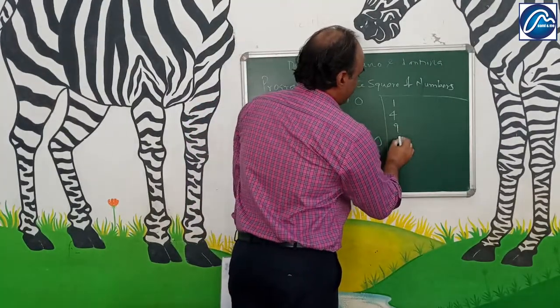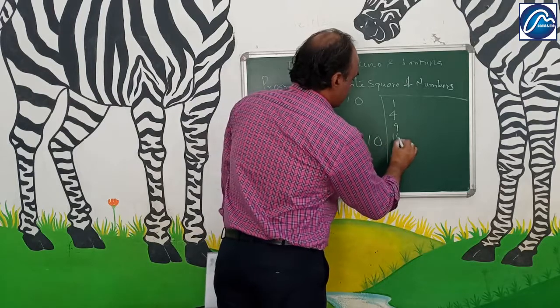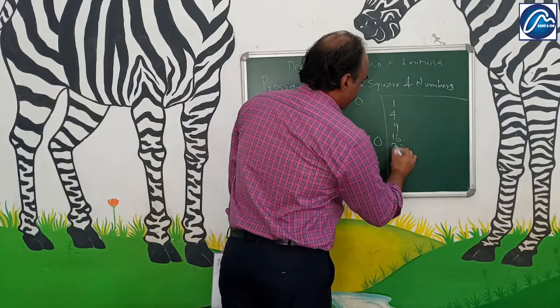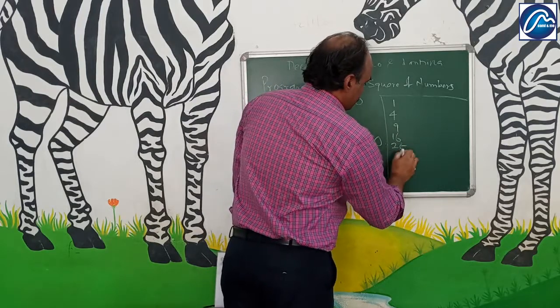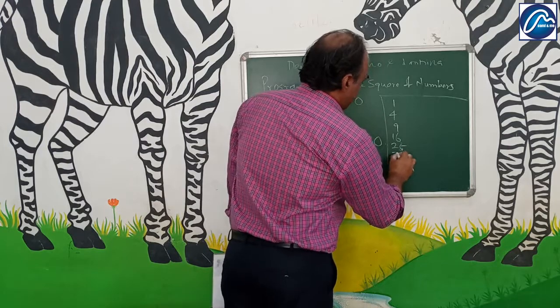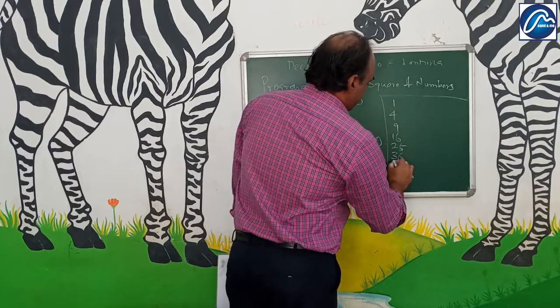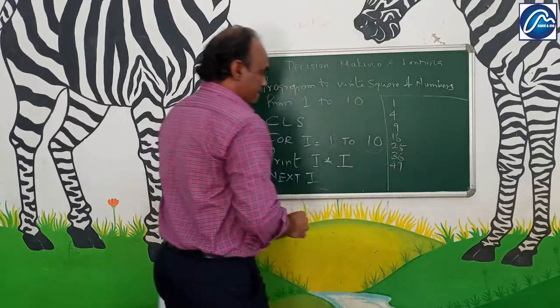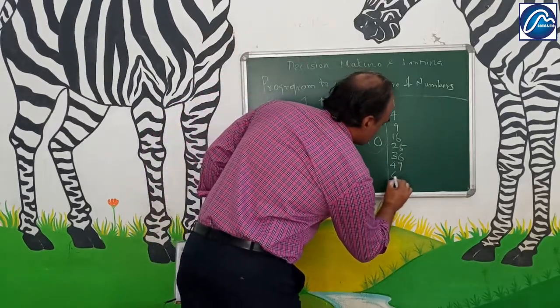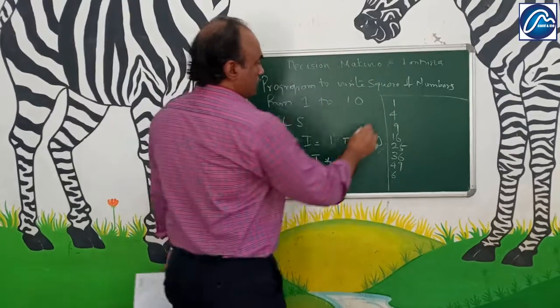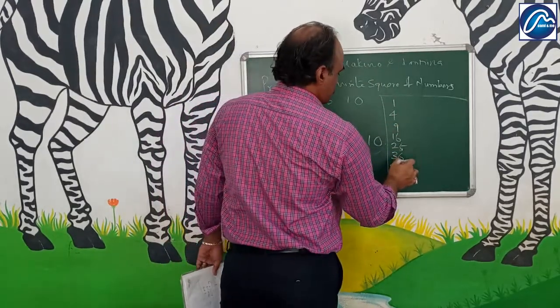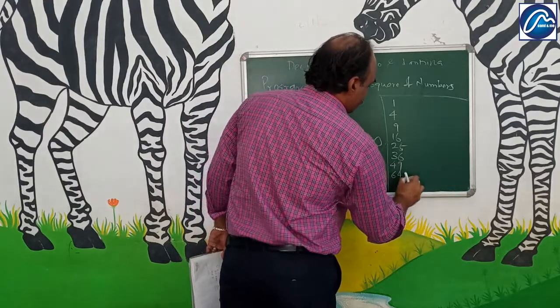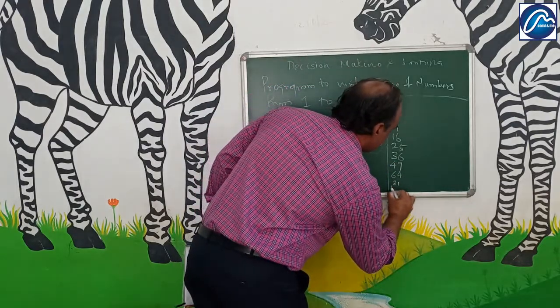Like that, 4 multiplied by 4 will be 16. 5 multiplied by 5 will be 25. 6 multiplied by 6 will be 36. 7 multiplied by 7 will be 49. 8 multiplied by 8 will be 64. 9 is 81, and next will be 100.